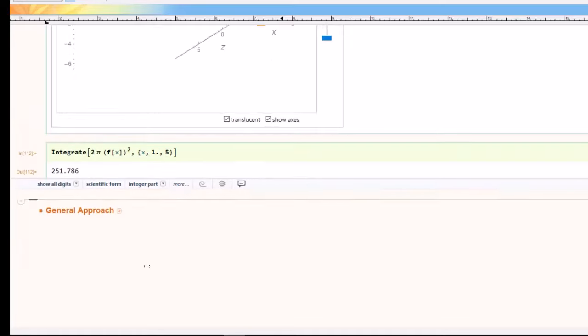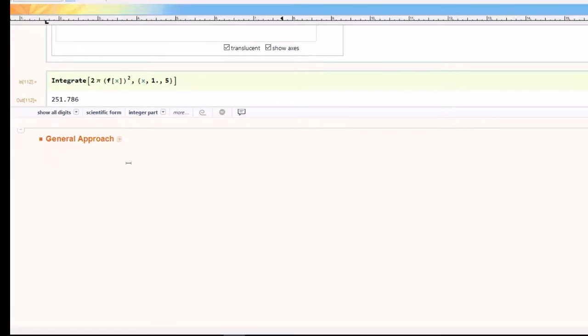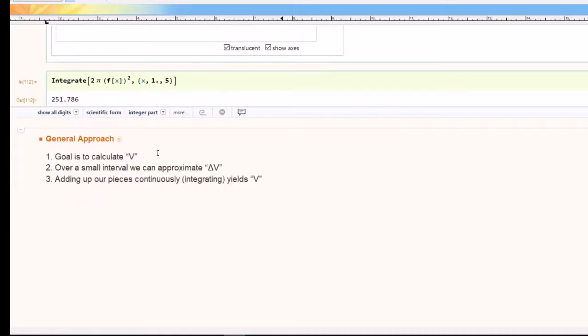Once again, the important thing is the general approach. We're trying to calculate some value. What we do is we look at a thin slice or a small interval where we can approximate that value, and then we set up the Riemann sum or add them up continuously, setting up the integral to calculate our value.